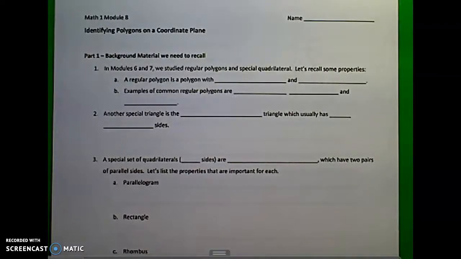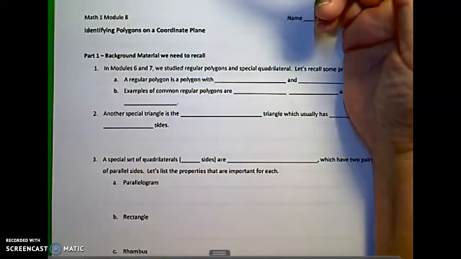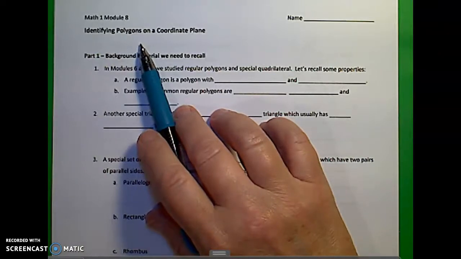Hi Math 1 students, today we're going to continue in Module 8. This is basically task 8.3. I'm calling it Identifying Polygons on a Coordinate Plane.